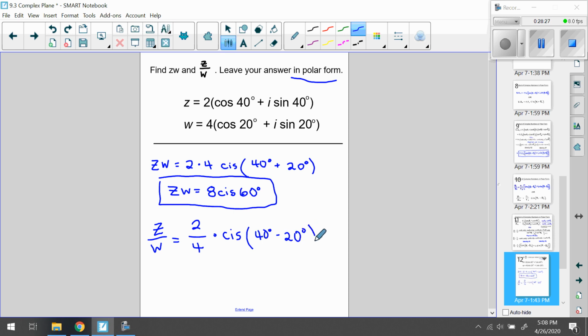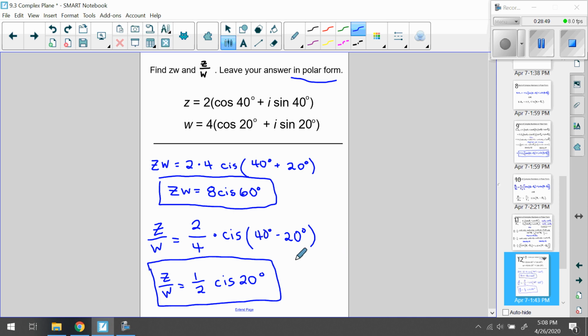And so I like to leave mine in fraction form. I suppose you could say 0.5, but I'm just going to leave mine in fraction form. I'm going to say 1/2 cis 20 degrees. And again, since the directions tell us to leave it in polar form, this is our answer. This is polar form. No need to find the cosine or sine value of 20, and we're done.